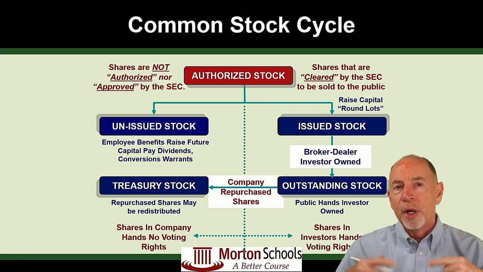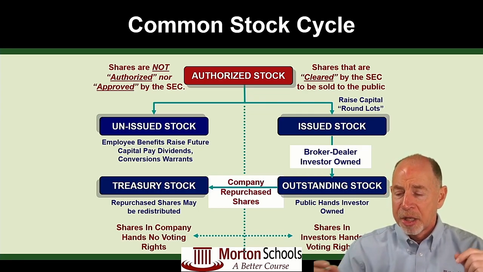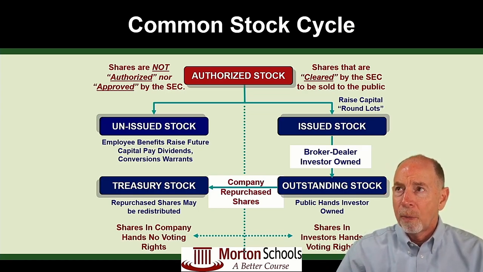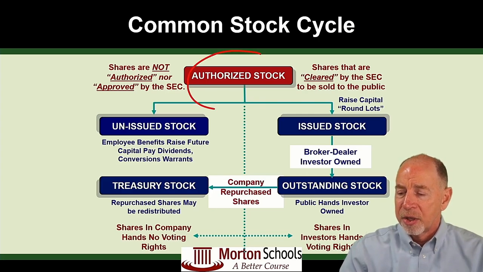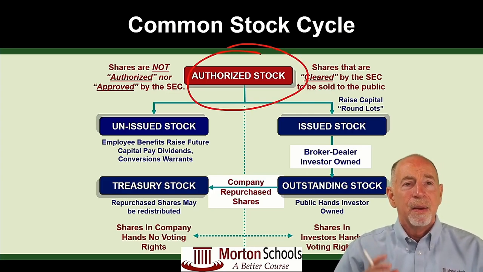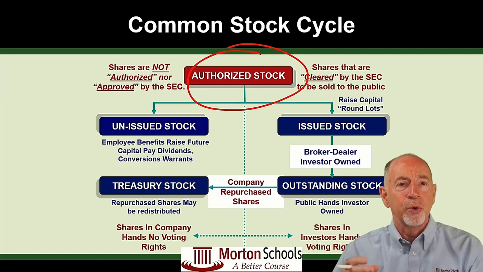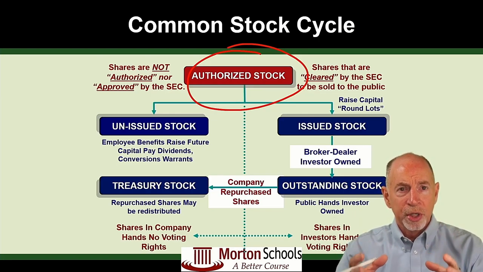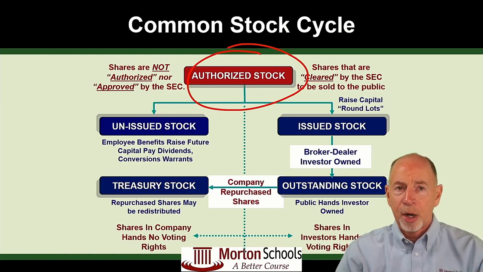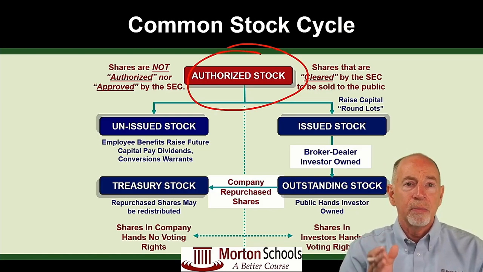Okay. Now, when a corporation is formed, as part of that process, that corporation will get a certain number of shares of what we call authorized stock. This authorized stock is created through the company charter or the organizational papers that create that corporation. There's a set number of shares that are created with that incorporation, and that's all there is.